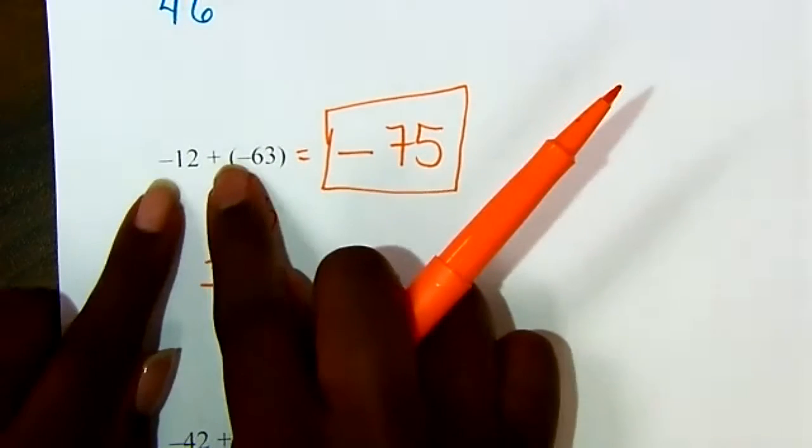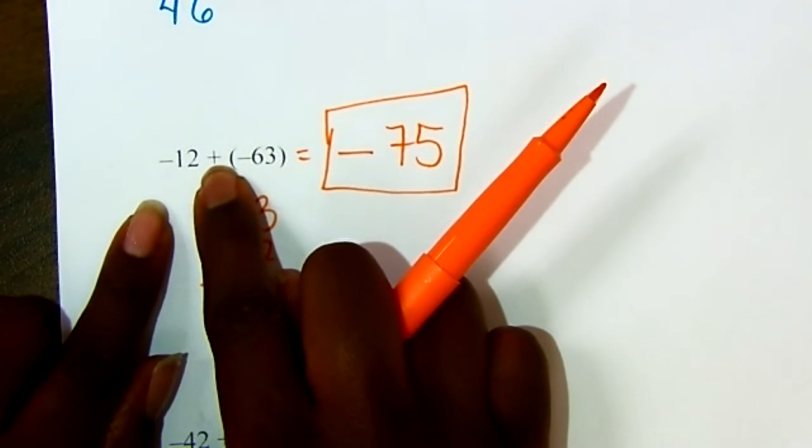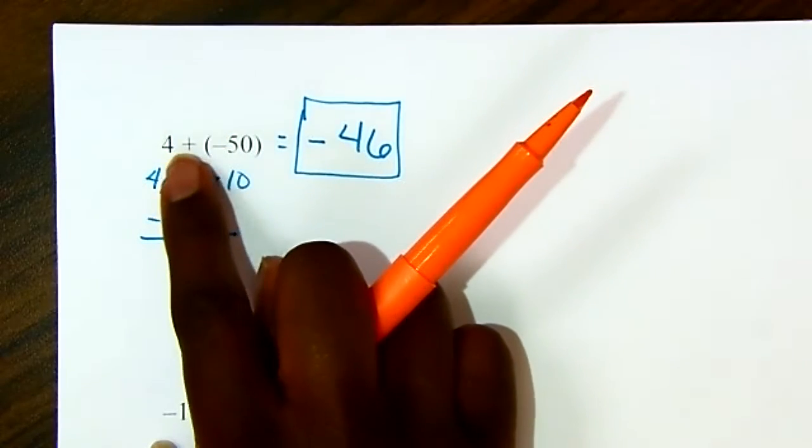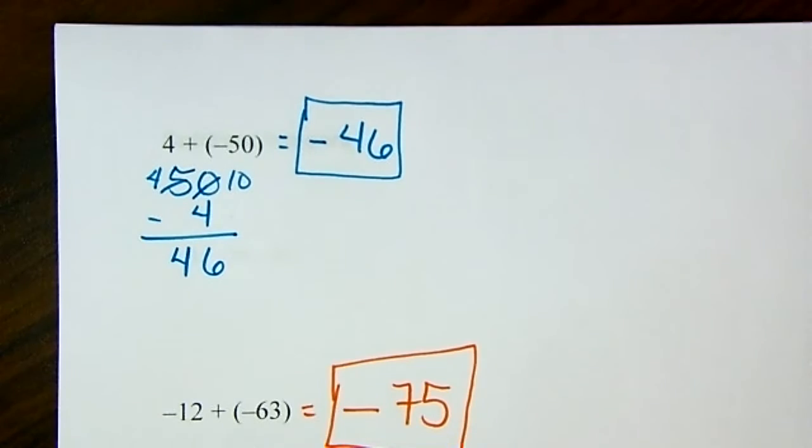Okay? Same signs, you add them and keep the sign. Different signs, you subtract them and keep the sign of the bigger number.